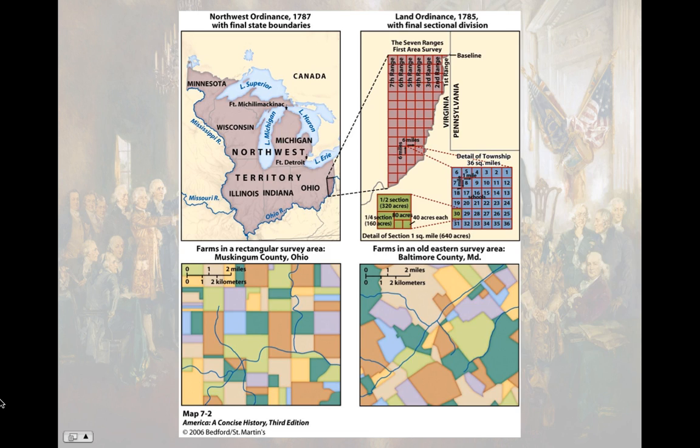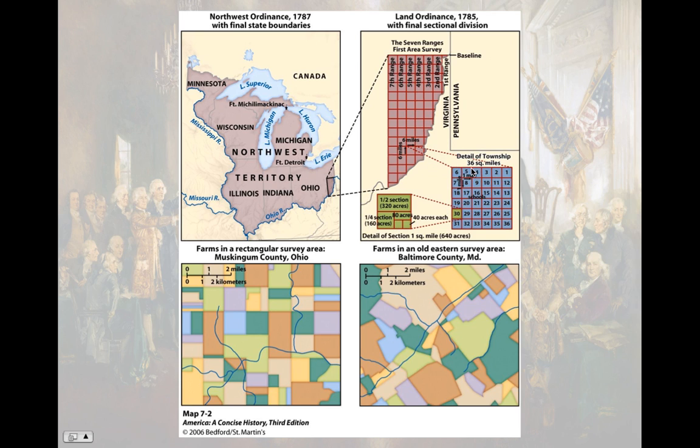Okay, so now to get a closer look at these, the land ordinances and the Northwest Ordinance, here's how the land ordinance organized the land. It split land into squares, so 1 square mile, or 640 acres, would be surveyed out. And then in that square, they would split it up into even smaller sections, so you could sell it to various people with different money.